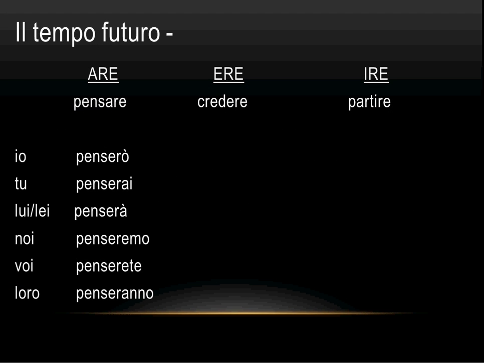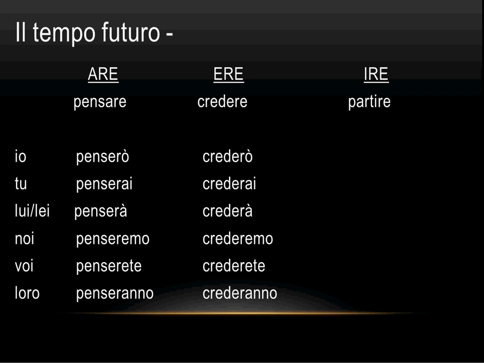Now let's take a look at one verb in each of the three conjugations just to see how it sounds. Our first verb for representing the ARE conjugation of verbs is pensare, which is to think. We have io penserò. Note how, as we discussed on the last page, you drop the ARE and add erò. So we have io penserò, tu penserai, lui, lei penserà, noi penseremo, voi penserete, and loro penseranno.